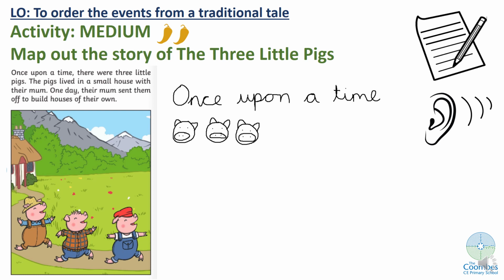Okay, and that's the first part of the story done. Once upon a time there were 3 little pigs. Okay, so the next part is the pigs lived in a small house with their mum.